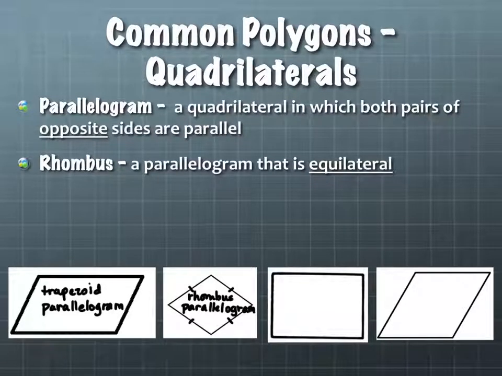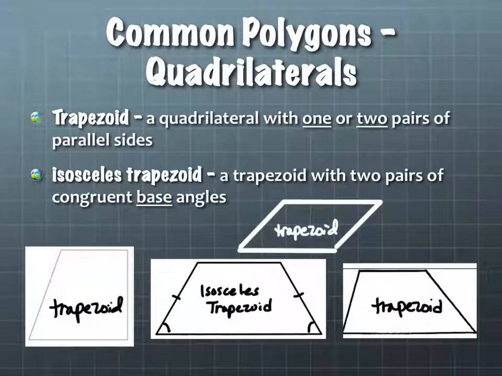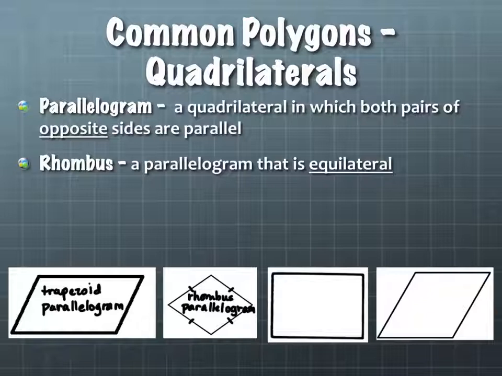And take a look at the definition of parallelogram. A parallelogram has both pairs of opposite sides parallel, right? Well, what was the definition for trapezoid? One or two pairs of parallel sides, right? So this image is also technically a trapezoid.